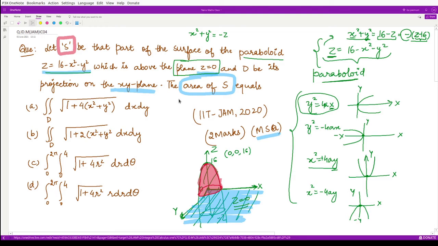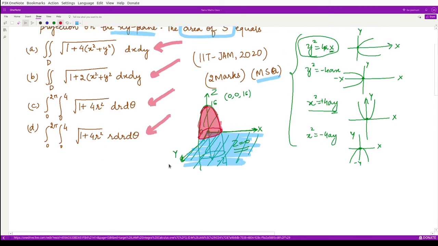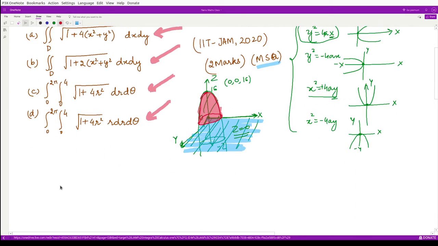Now let us see out of these four which one represents the area of the surface. Here we are not required to calculate the surface exactly, but we have to tell which integral gives you the area, the correct value for the integral. So for that we have to calculate some small area, dA.